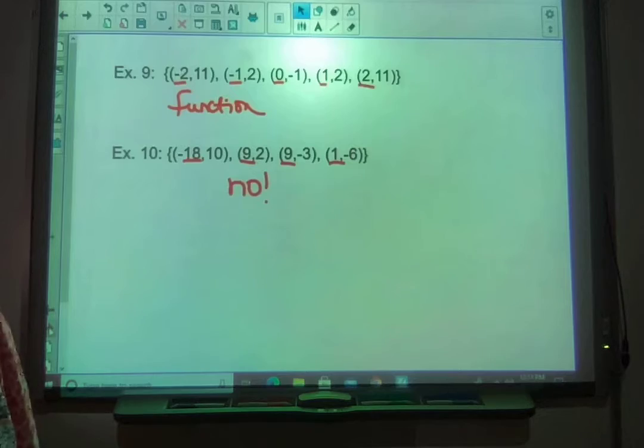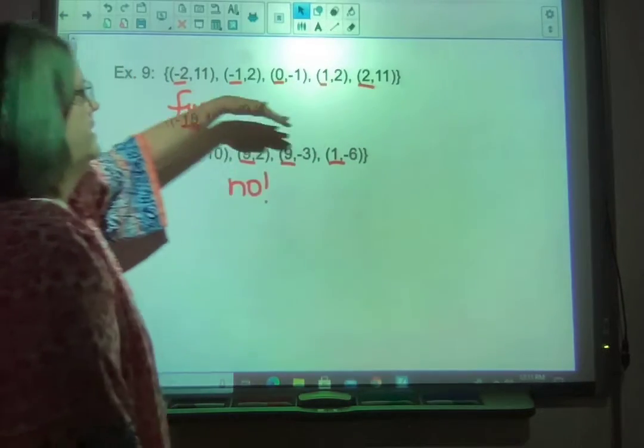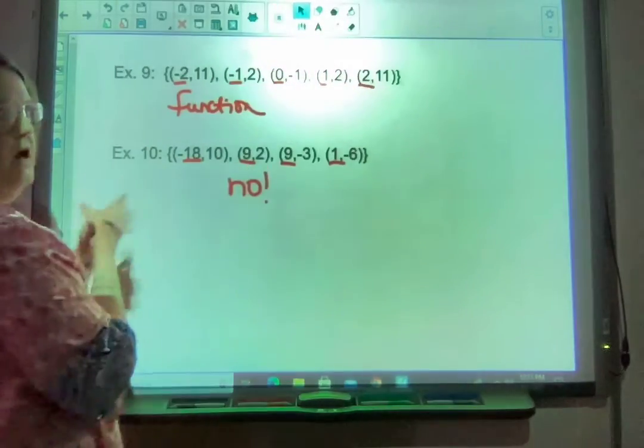Now, this is a function. You only look at x values. They do not repeat. It's a function. You look at x values here, the 9 repeats. It's not a function.